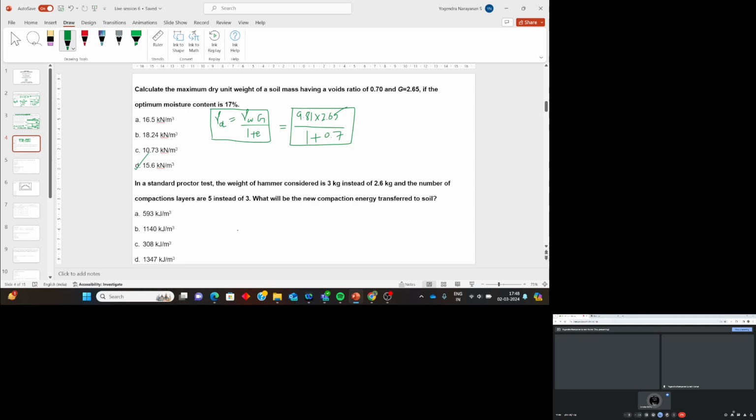Now let us move to the next question. In a standard Proctor test, the weight of the hammer is considered as 3 kilograms instead of 2.6 kg, and the number of compaction layers is 5 instead of 3. What will be the new compaction energy transferred to the soil?